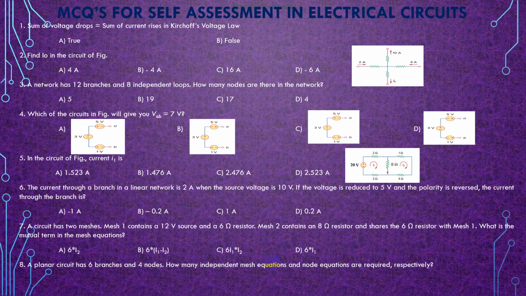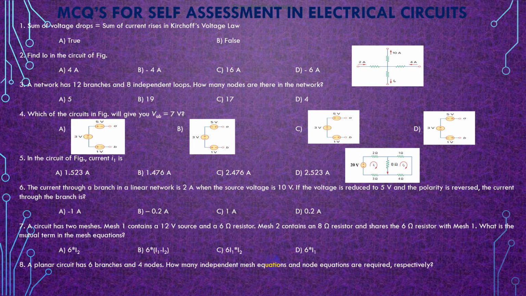But in mesh, let us take 3 loops are there. How many loop equations will come? 3 loop equations. This is the blind rule. For mesh, no disturbance: how many loops, how many meshes, that many equations. But for nodes, writing the node equations, it is 1 minus, because one will be taken as a reference.